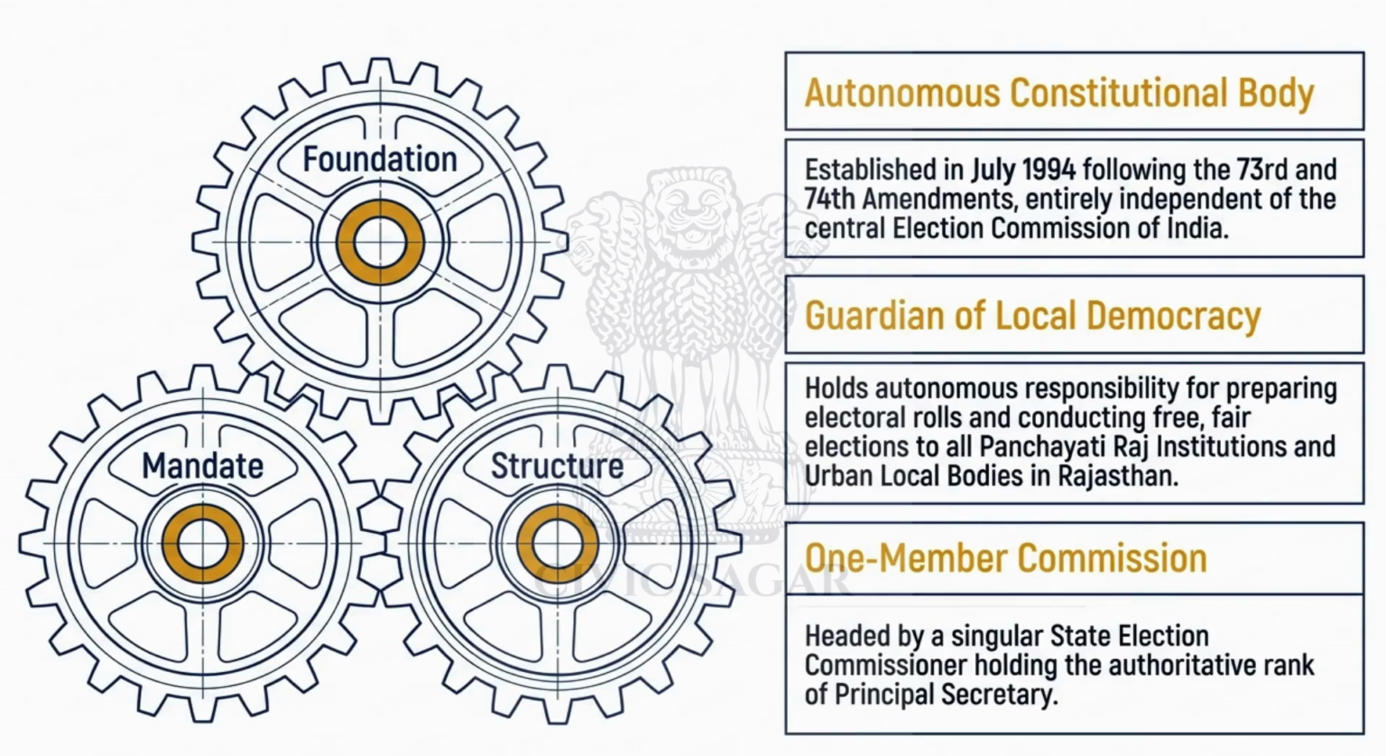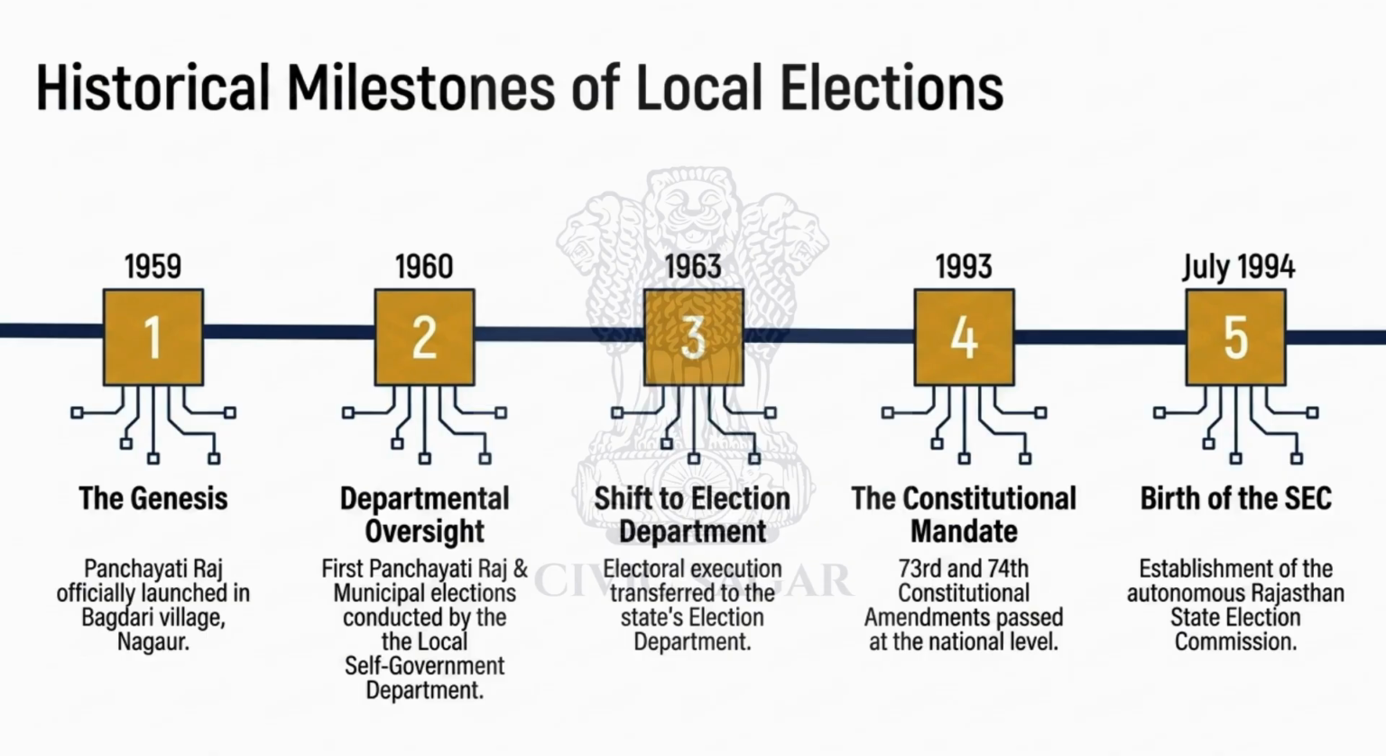Structurally, it is a one-member commission, headed by the State Election Commissioner who holds the authoritative rank equivalent to a principal secretary. Let's step back in time to see how local elections evolved in the state. 1959. Panchayati Raj was officially launched in Bagdari village, Nagaur. 1960. The initial Panchayati Raj and municipal elections were managed by the state's local self-government department.